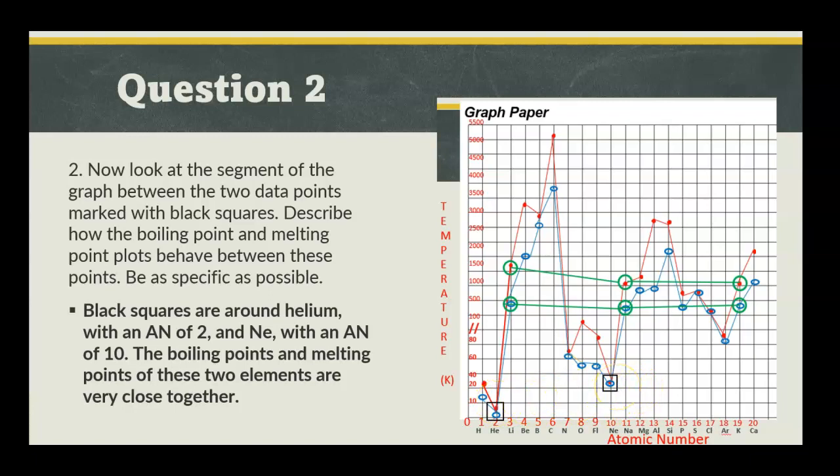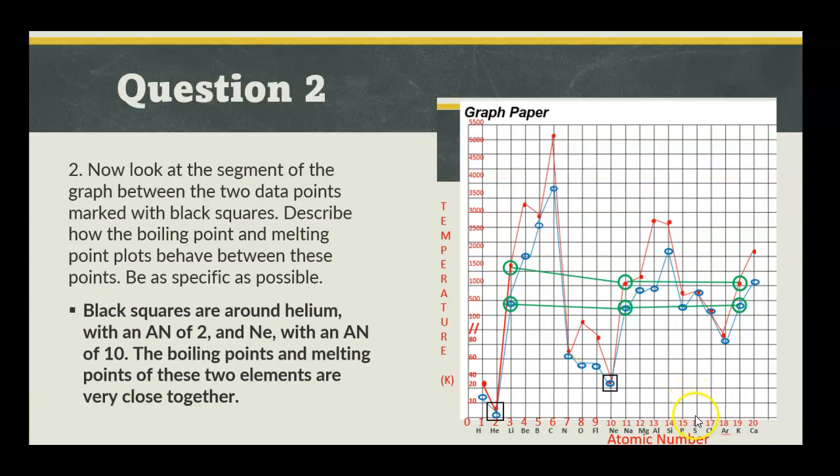It says, describe how the boiling point and melting point plots behave between these two points, and be as specific as possible. So what do we notice? That the black squares are really close together, right? Around helium with the atomic number of 2, and then you've got Ne, neon, number 10. The boiling and melting points are very close together, and that's what we observed earlier. There were a couple more that were very close together.